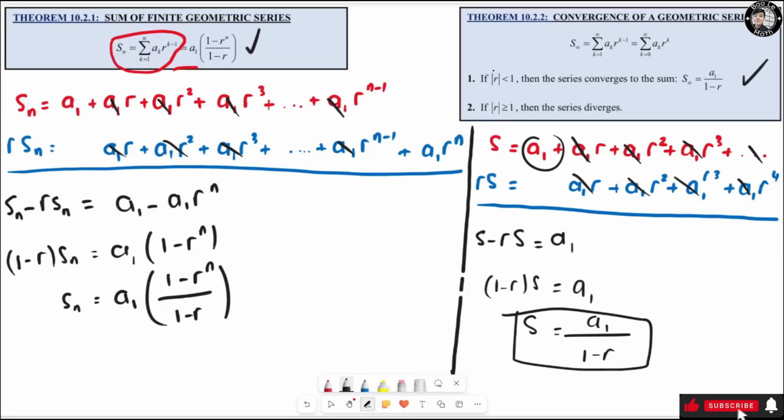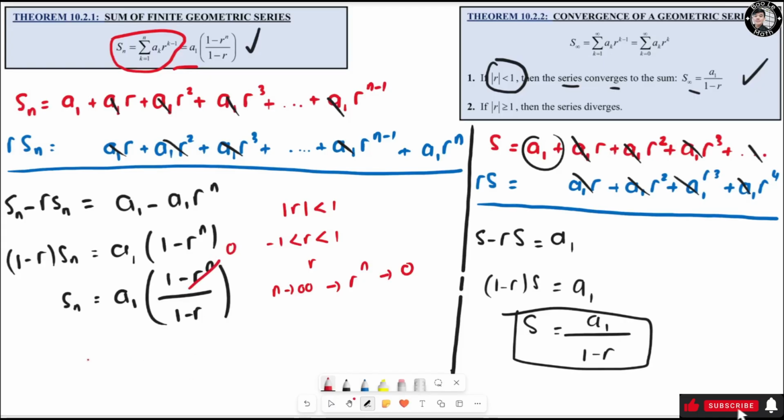Let's explore why, if the absolute value of r is less than 1, then the series converges to the sum of this one. Go back to this one right here. You know that the absolute value of r less than 1 is the same thing as negative 1 less than r less than 1. So when n approaches infinity, r to the n approaches 0, so this term is gone. You're going to end up with S infinity equals a1 over 1 minus r, which is the one on the right hand side right here.